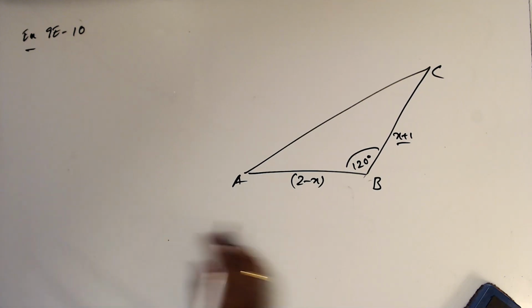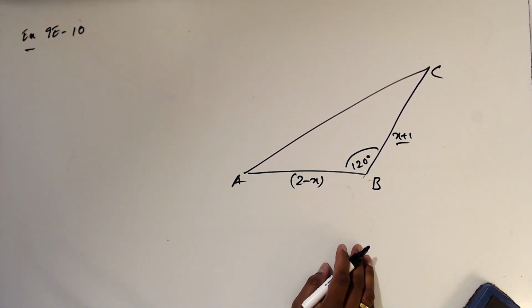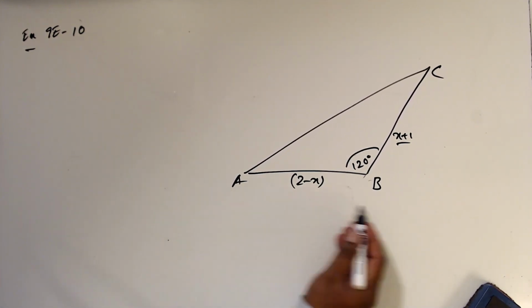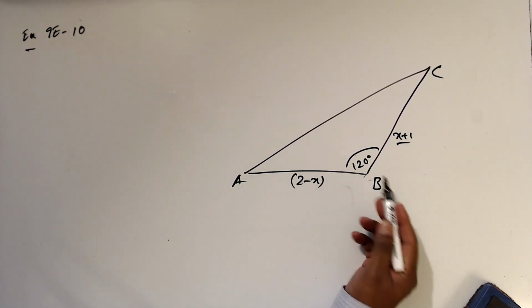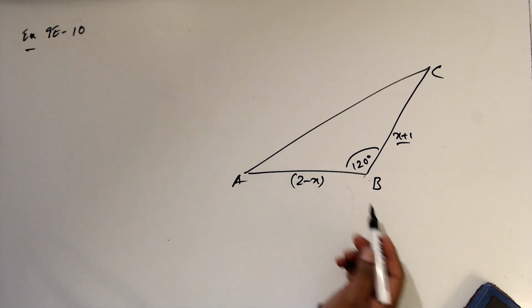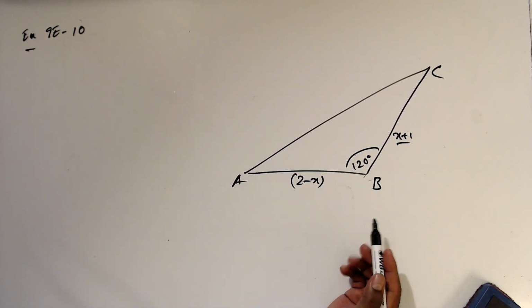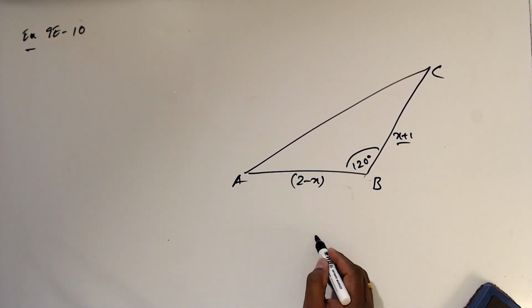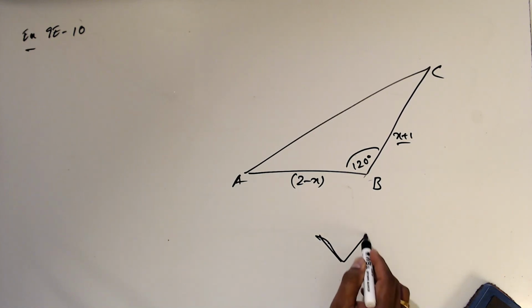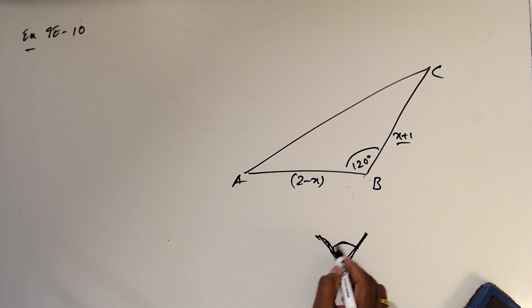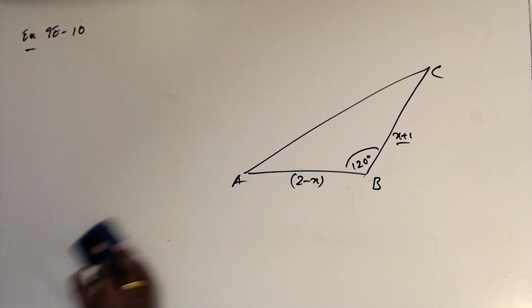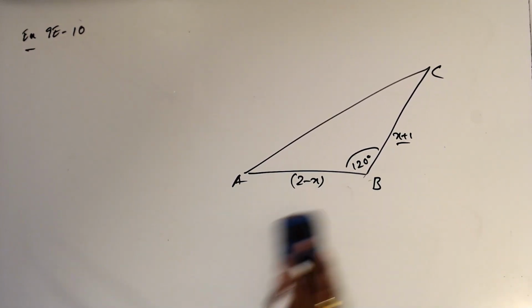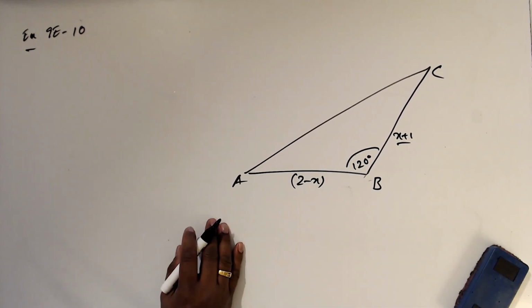Question number 10. When we look at this question, AB equals 2 minus x, BC equals x plus 1, angle 120, and we want to show that AC. Now, we have a feeling that always two lengths and in the middle a known angle means it's a good opportunity for the cosine rule.